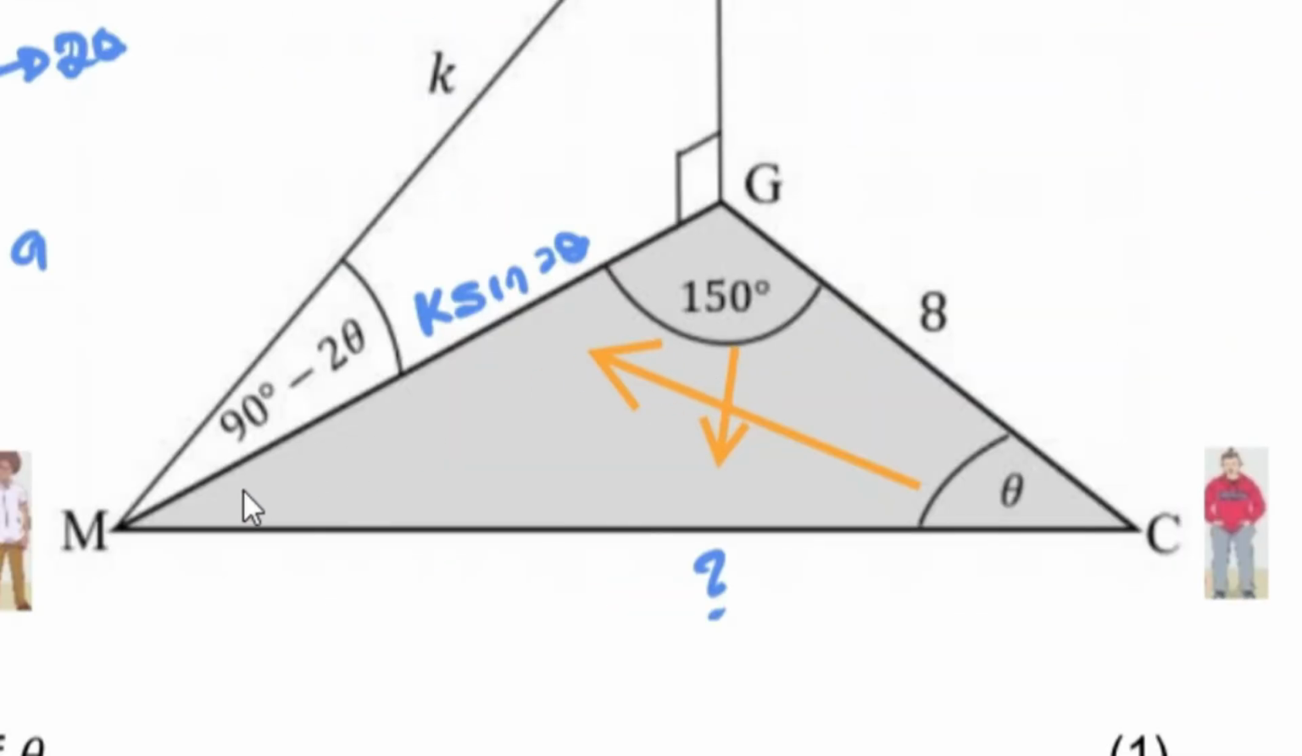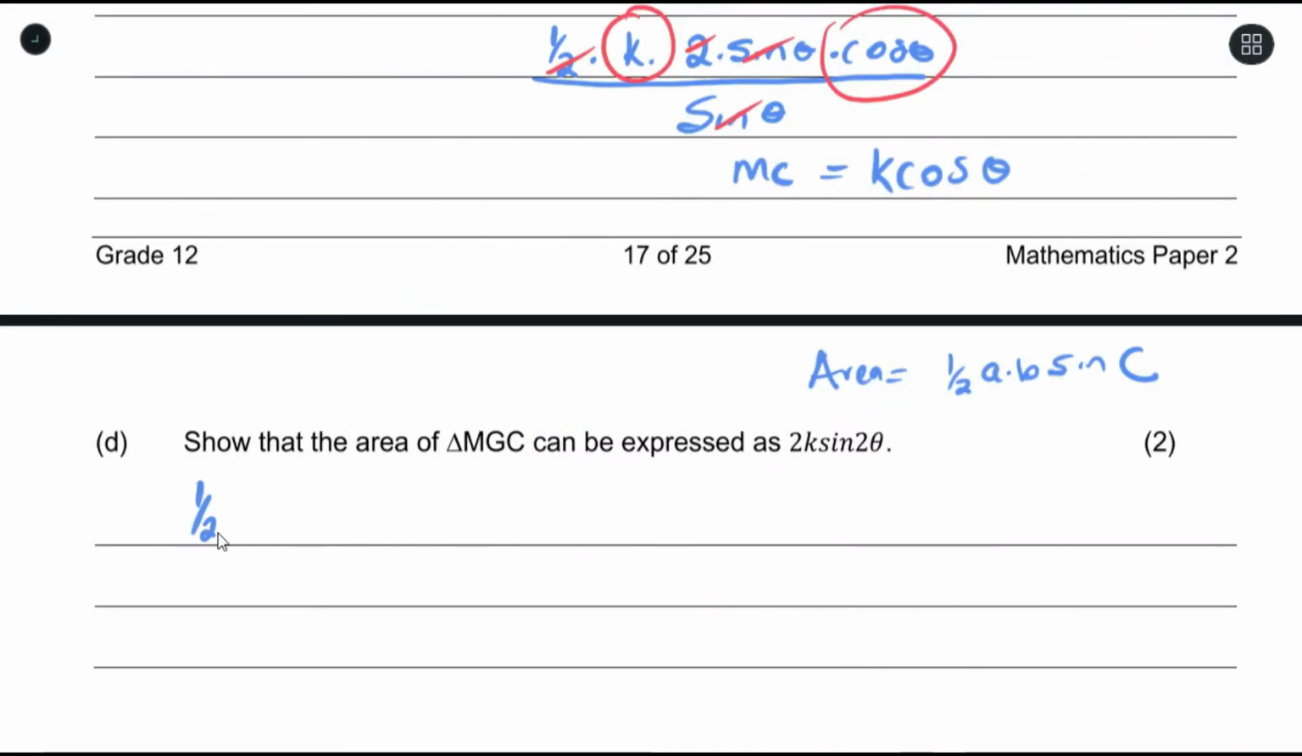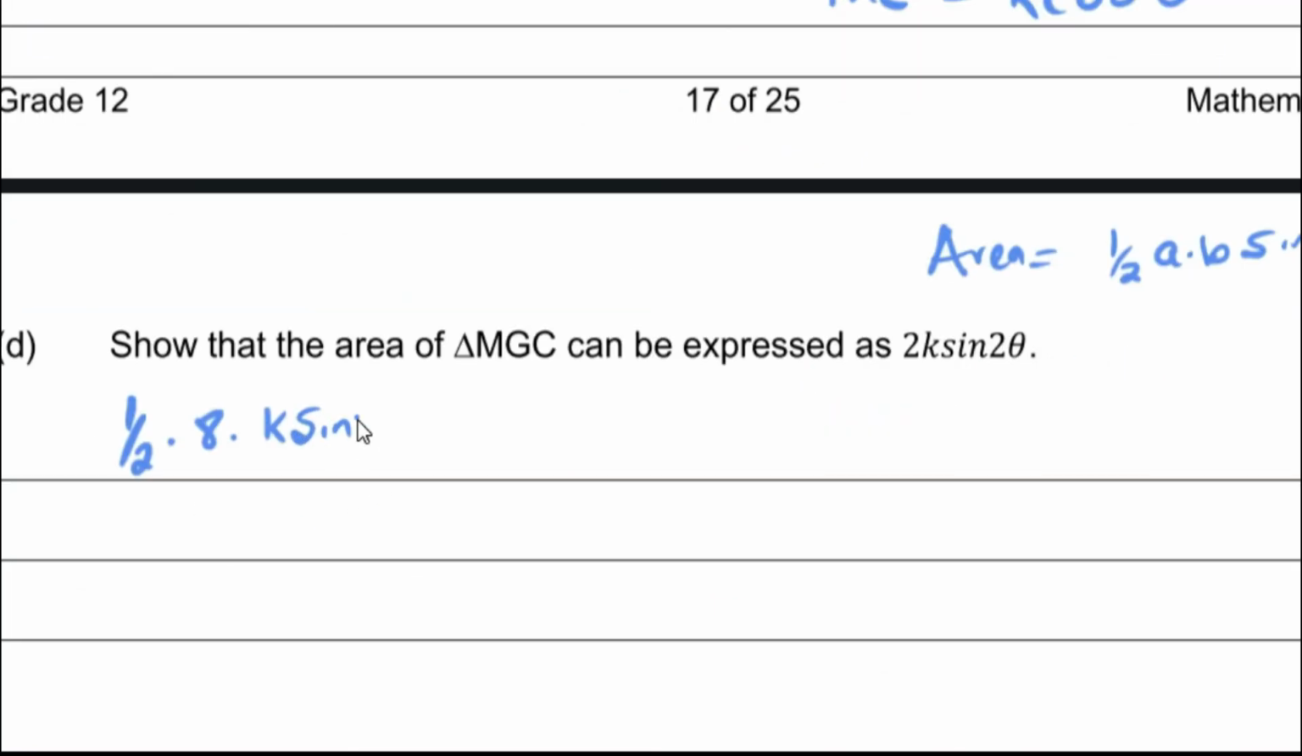I could look at an included angle in terms of MG and GC because I have 150. I could also look at the included angle as GC and MC because I have theta. I could try to figure this out, but I think it would be more complicated. So the easiest way I think is just to look at MG and GC. So taking K sine 2 theta, taking this as 8, taking this as 150, I'm going to say half times 8 times K sine 2 theta, times the sine of 150.